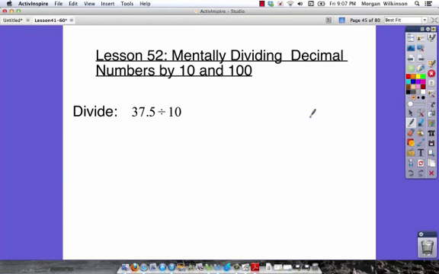Lesson 52 is about mentally dividing decimal numbers by 10 and 100. And I enjoy these problems. I like it when I can mentally divide problems without having to show any work. And when you get good at these after practicing them, you'll be able to do that as well.